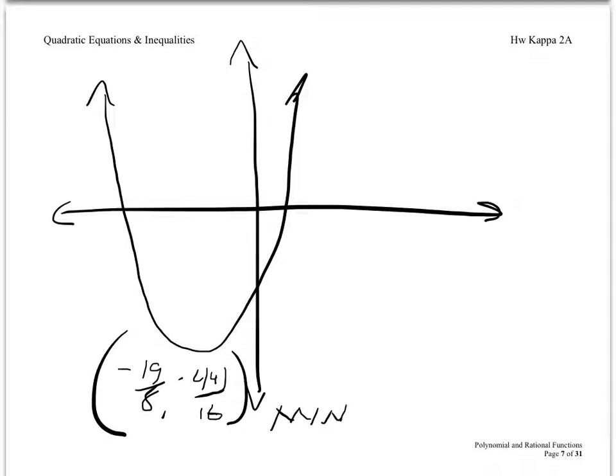We found a y-intercept of -5. We found x-intercepts of 1/4 and another x-intercept of -5. So we're supposed to graph it. We did it.